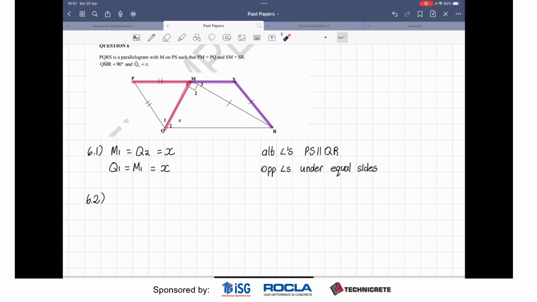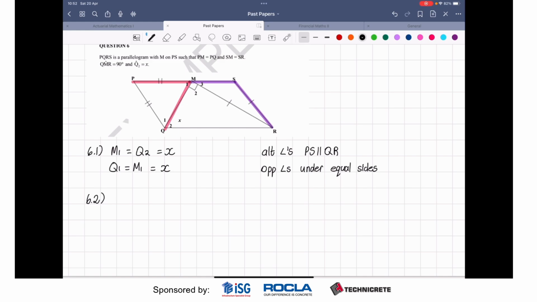And I know from my parallelogram PQRS that the opposite angles of a parallelogram are equal. And I've just found out Q1 in terms of X. I was told that Q2 is X. So I know that if I add Q1 and Q2 together, that's going to be the same as this whole angle S. And then because of the opposite angles under equal sides, I know that angle S is equal to angle M3.